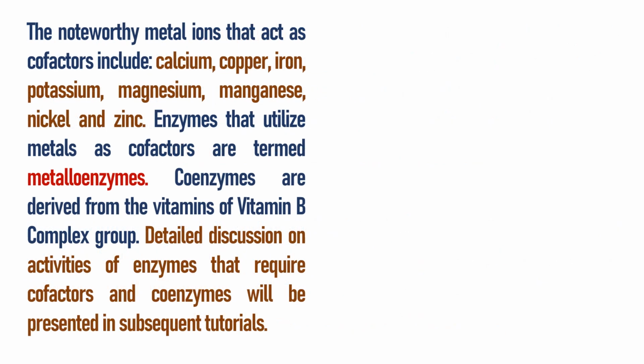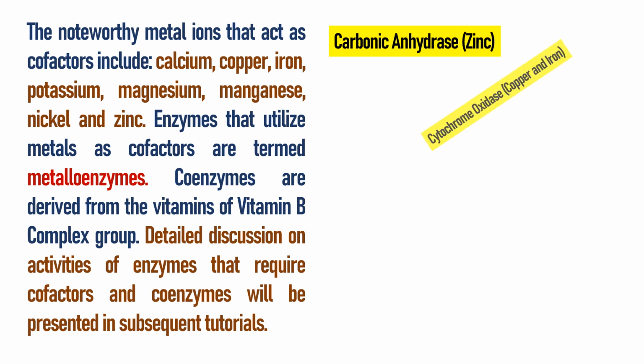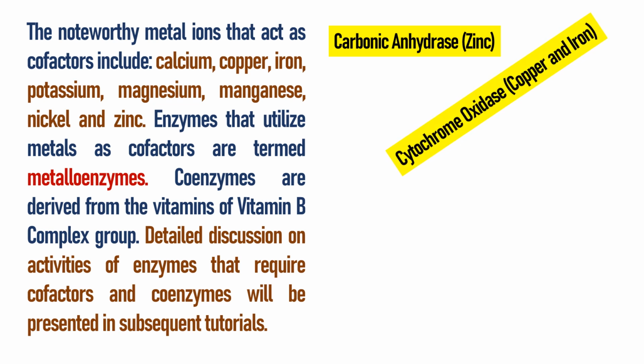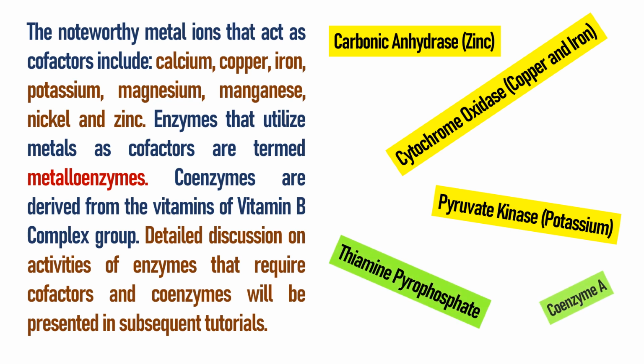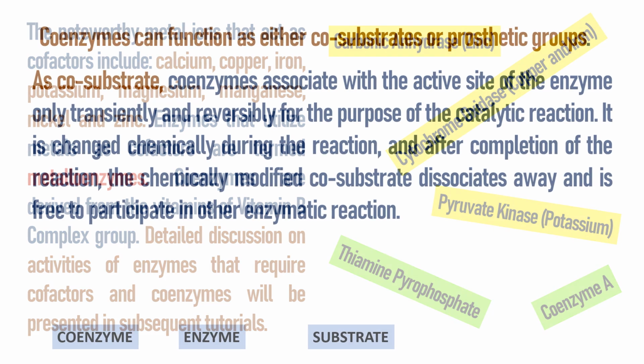The noteworthy metal ions that act as cofactors include calcium, copper, iron, potassium, magnesium, manganese, nickel and zinc. Enzymes that utilize metals as cofactors are termed metalloenzymes. Coenzymes are derived from the vitamins of vitamin B complex group. Detailed discussion on activities of enzymes that require cofactors and coenzymes will be presented in subsequent tutorials.